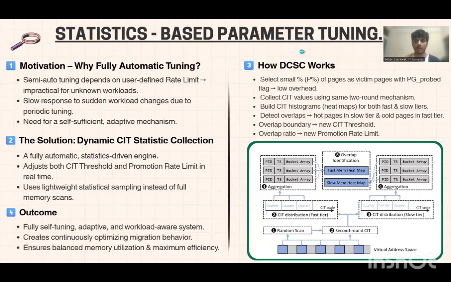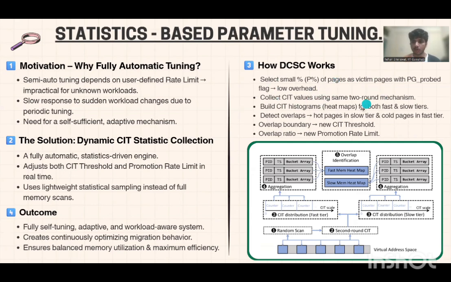Next, this is a totally automatic parameter tuning method, because not in all cases do we know the workload factor. So the user cannot always give us the promotion rate limit. In these cases, the solution is a dynamic CIT statistic collection, which is a fully automatic and statistic driven engine. How it works is we select a small percentage of pages as victim pages. These will be the representatives. And since we are working on only a small population, this will lead to a low overhead.